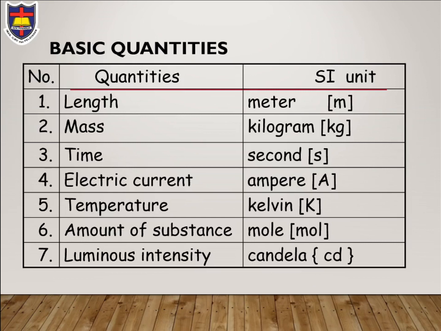Number 5 is temperature. The SI unit is Kelvin and the symbol is K. Number 6 is the amount of substance. The SI unit is mole and the symbol is mol. Number 7 is luminous intensity. The SI unit is candela and the symbol is cd.